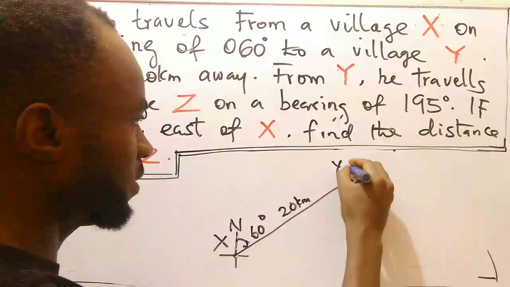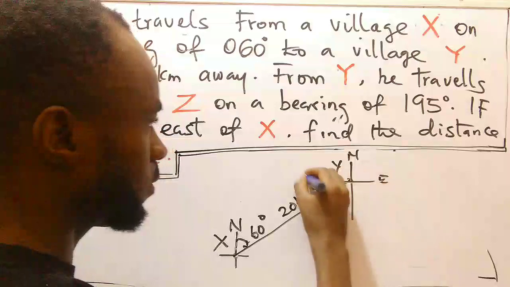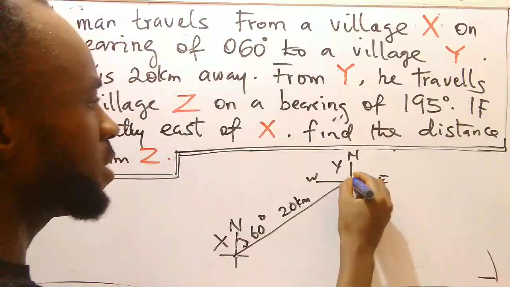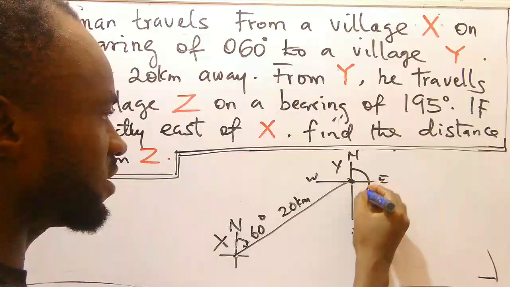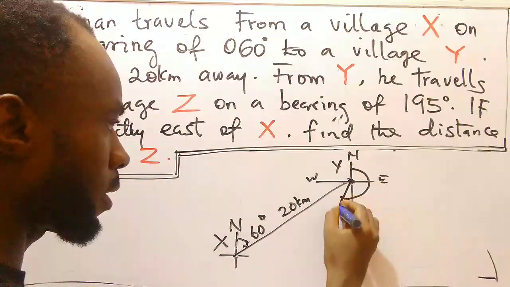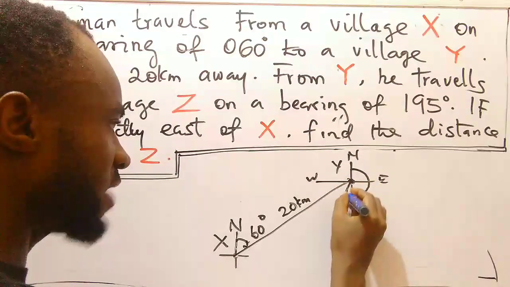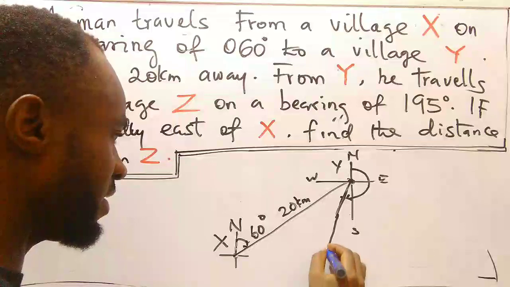So we are going to create another set of cardinal points: north, east, west, and south. From here, he travels 195. So let's get 195. This is 90, this is 180. So 195 should be somewhere here. So he moves in this direction to point Z.